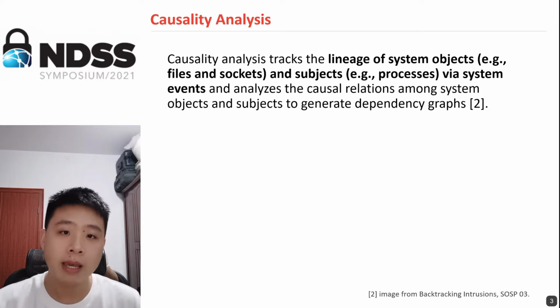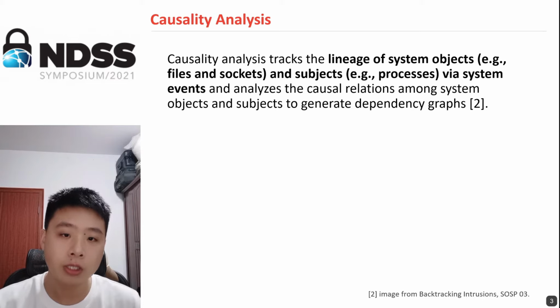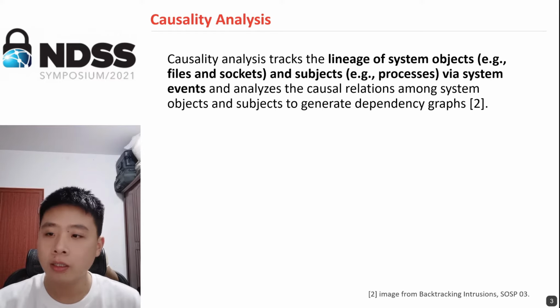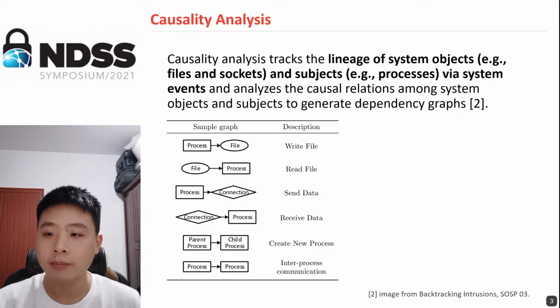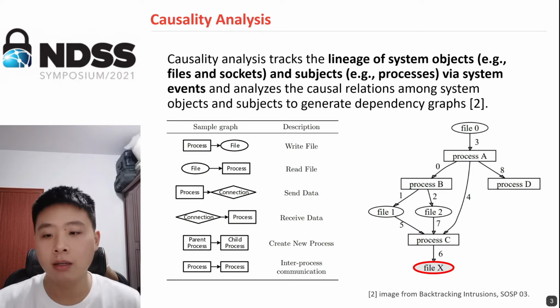When malicious behavior is detected, causality analysis is an important technique for efficient attack investigation to figure out the root cause of the attack. Usually, causality analysis tracks the lineage of system objects and subjects by system events and then analyzes the causal relationships to build a dependency graph. We can perform backward tracking on the graph from the alert point to find the root cause of the attack.